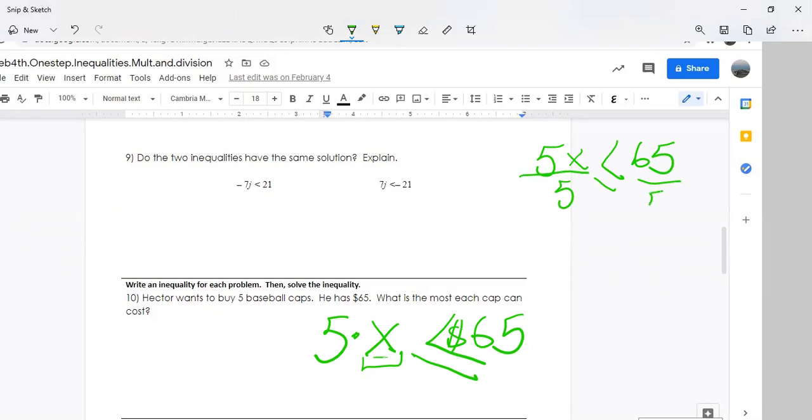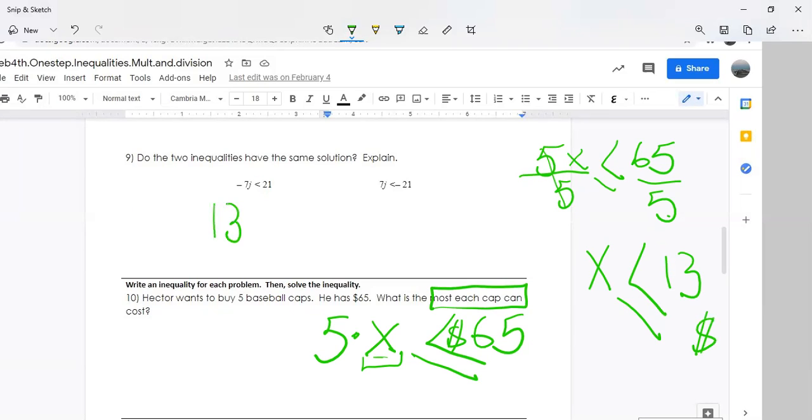So let's solve it. 5x less than or equal to 65. Divide both sides by 5. Here it cancels. So x has to be less than or equal to 13. So how much can each cap cost? The most each cap can cost is $13. So you'll get 13 plus 13 plus 13 plus 13 plus 13. You can buy 5 caps. Each one costs $13. Okay.